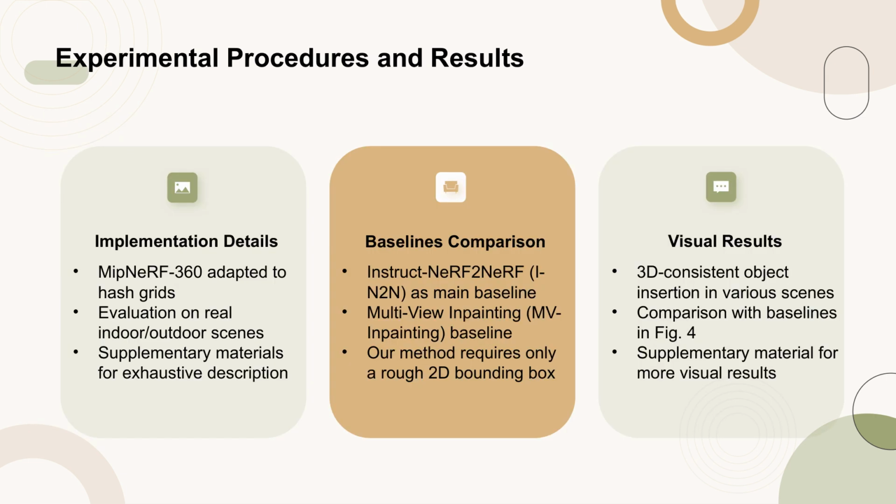In this section, the authors detail their training and evaluation procedures. They use NeRF 360 adapted to hash grids for the NeRF representation and evaluate on real indoor and outdoor scenes. The method is compared to two baselines, InstructNeRF2NeRF and Multiview inpainting. The authors highlight that their method only requires a rough 2D bounding box, unlike the baselines which may need more detailed inputs. Visual results show the method's ability to insert 3D consistent objects, with comparisons to baselines provided in Figure 4. More visual results and detailed baseline implementations are available in the supplementary materials.